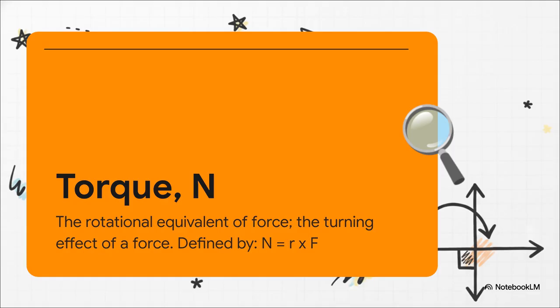Next in our toolkit is torque, big N. The easiest way to think about this, it's the rotational version of force. It's the twist that makes things rotate. And hey, look at that formula. It's another cross product: the position vector r crossed with the force vector F. This is so cool because it shows that a force, even a straight one, can create a turning effect if it's applied at a distance from a point.